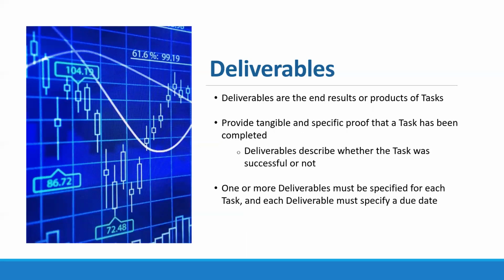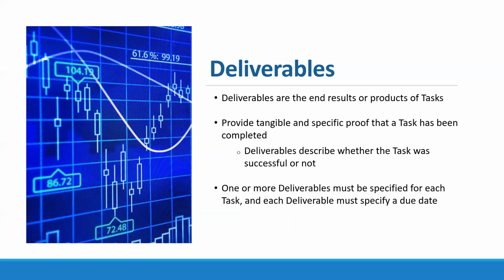All right, so moving on to deliverables. Deliverables essentially are there to support tasks. Deliverables are the end result or products of tasks. They provide tangible and specific proof that a task has been completed. And these deliverables describe whether the task was successful or not.